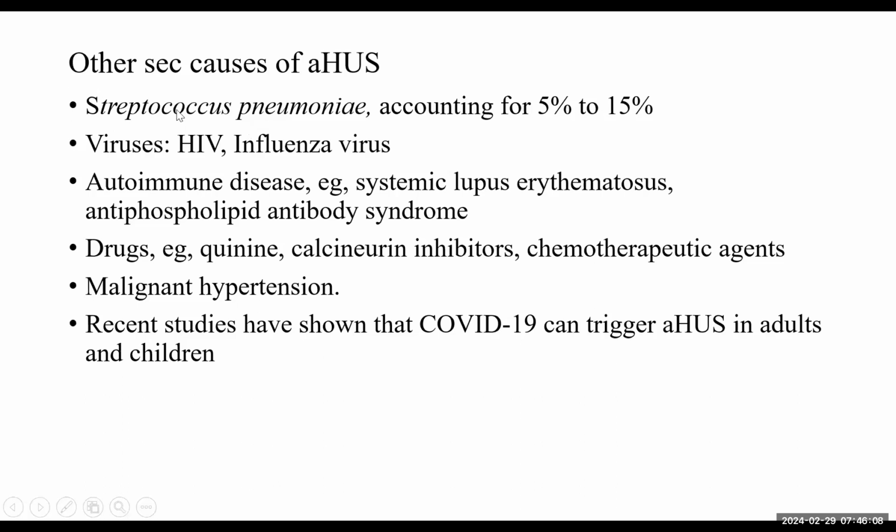can be from infections like Strep pneumoniae, which accounts for 5 to 15% of patients. In these patients that have HUS because of Strep pneumoniae, they present with pneumonia or even meningitis as well. Viruses are also implicated in the causation of atypical HUS, like HIV or the influenza virus. Then autoimmune diseases, drugs, then even malignant hypertension. And recent studies have shown that COVID-19 can also trigger atypical HUS in both children and adults as well.